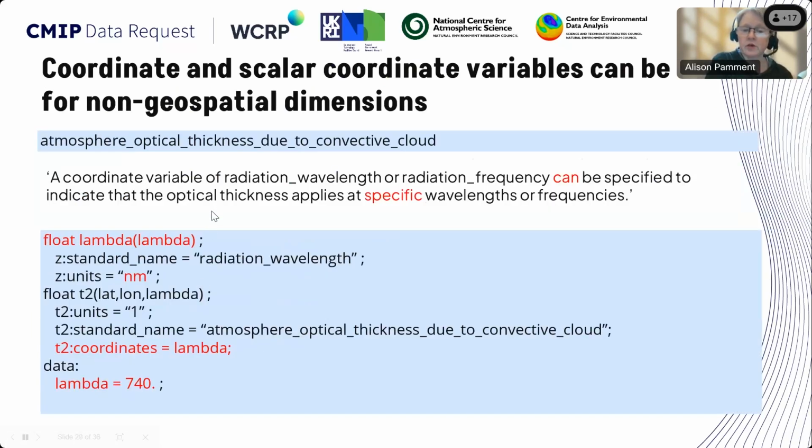You can also use coordinate variables if you've got a non-geospatial dimension. So for example, if you've got something which is a spectral quantity, some sort of radiative quantity like atmosphere optical thickness due to convective cloud. Now, generally speaking, that optical thickness would be assumed to be a mean over all optical wavelengths, unless you also add a scalar coordinate variable with the name of radiation wavelength and give that a value. So here we've added an additional coordinate variable with the name radiation wavelength in units of nanometers, and we've given it a value of 740. So now we're saying that this atmosphere optical thickness applies specifically at that wavelength. So this is another way that we can supply some richer metadata through using some of these other metadata attributes, rather than, again, trying to just squeeze it into the standard name.